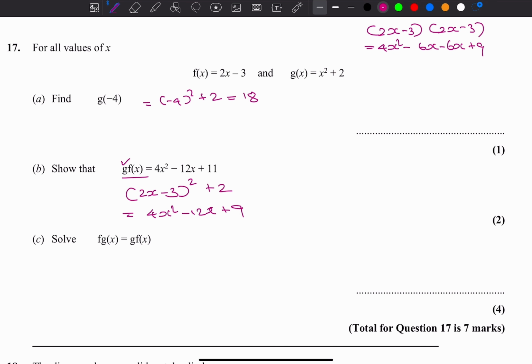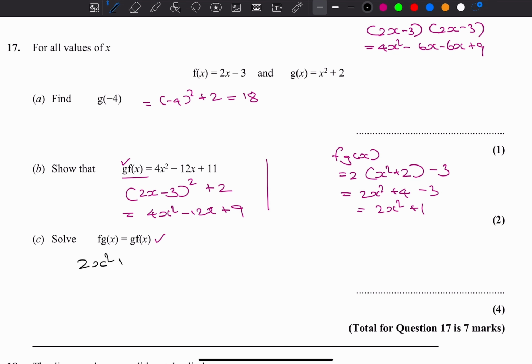Good, showed. Next one, solve. So we've done gf of x. Sorry, no, we haven't done fg of x. We've done gf of x. So fg of x, let's see. First write f is 2 bracket x minus 3. What goes in there? g of x, x squared plus 2. Expand it. 2x squared plus 4 minus 3. 2x squared plus 1. Let's put it back. fg of x is 2x squared plus 1, equal to gf of x, 4x squared minus 12x plus 9.